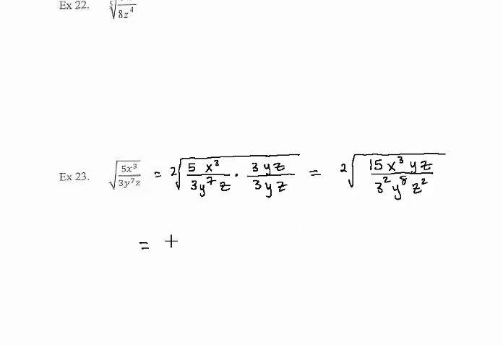Alright. The purpose of this middle step here was so that we could bring out the 3 from the bottom, a y to the 4th, and the z. All of these exponents on the bottom are divisible by 2. There is no longer a denominator inside the radical.